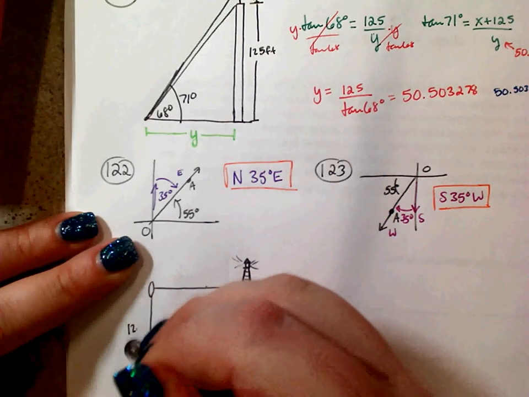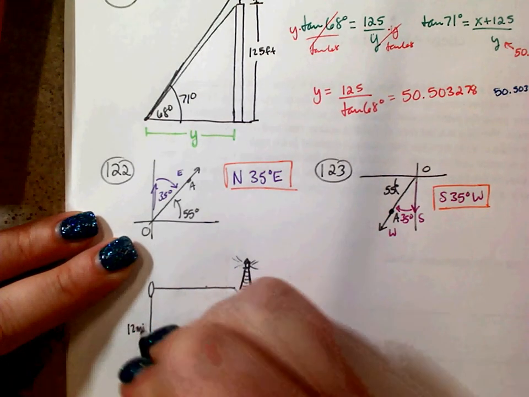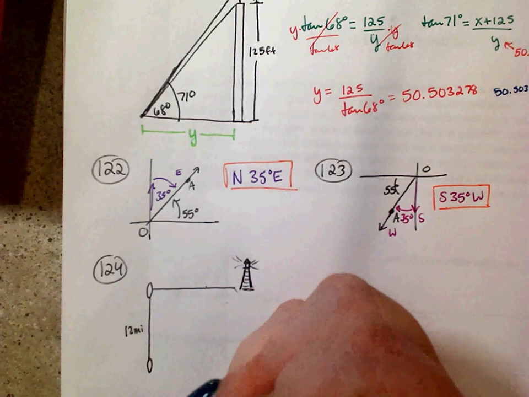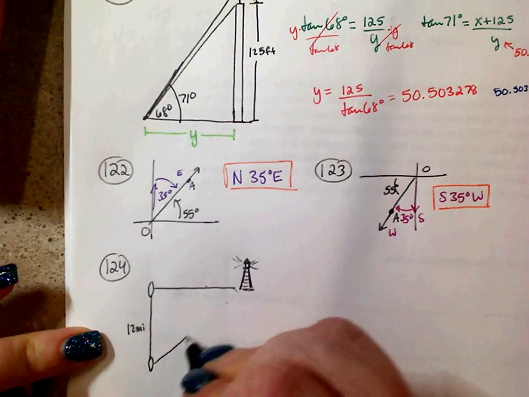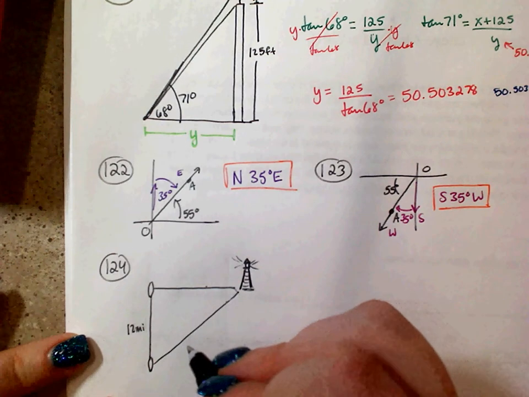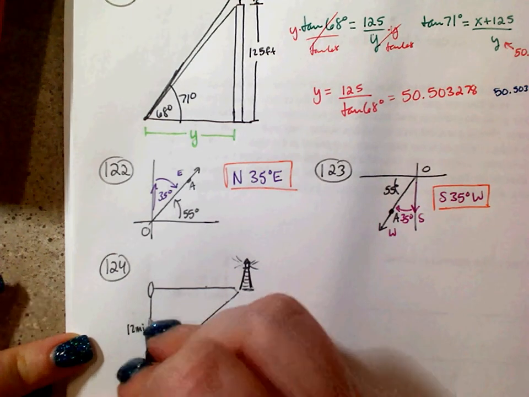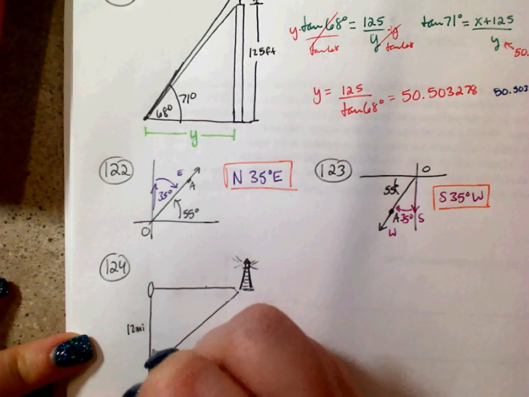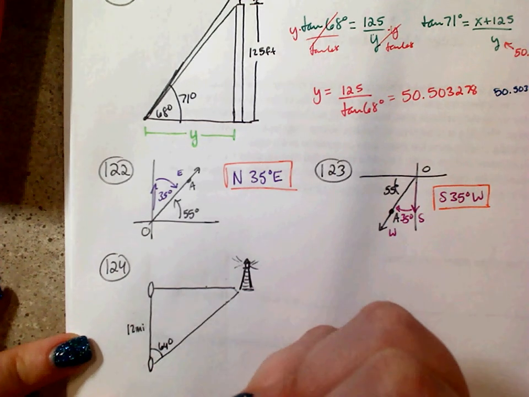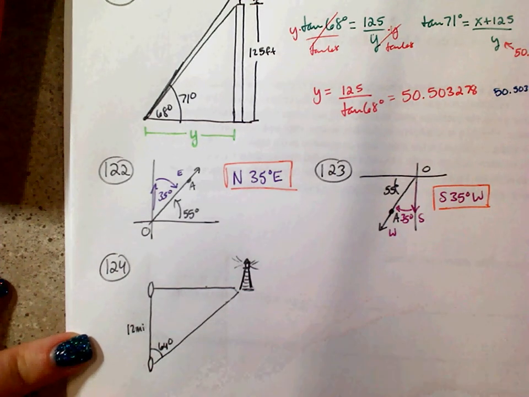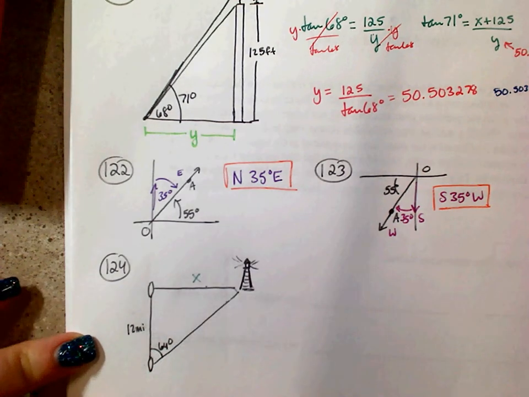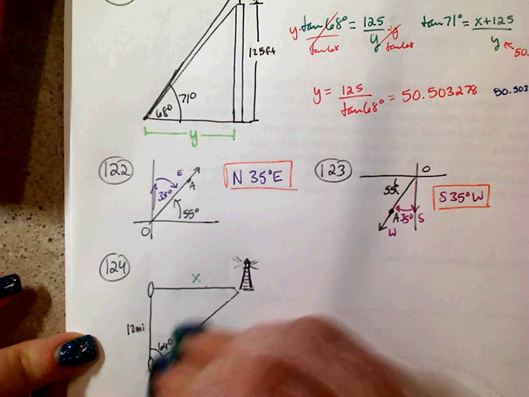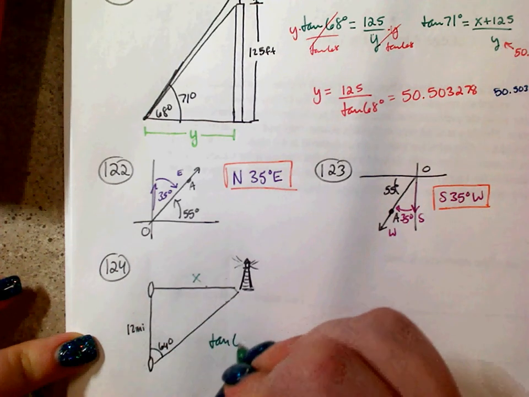The bearing from the second ship to the lighthouse is north, so up north, and then 64 degrees east. So this right here is 64 degrees east. And then the question is, how long is that? Okay. So, I know that this is opposite, this is adjacent, so tangent of 64 equals x over 12. Multiply by 12, and you got your distance.